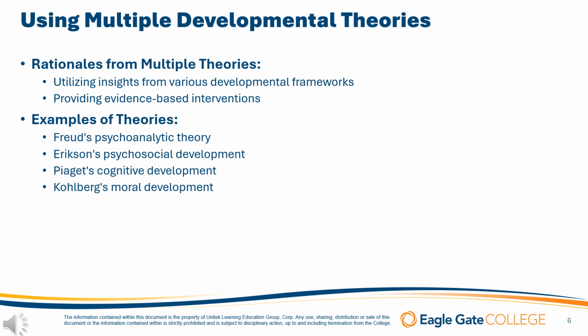Erikson's theory focuses on the social and cultural influences on development across the lifespan. Each stage, from trust versus mistrust in infancy to ego integrity versus despair in older adulthood, presents unique challenges and opportunities for growth. Recognizing where a patient is in Erikson's stages can help us tailor our care to support their psychosocial needs. For example, providing opportunities for young adults to form intimate relationships can support their progression through the intimacy versus isolation stage.